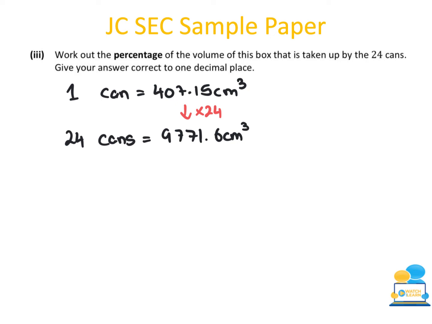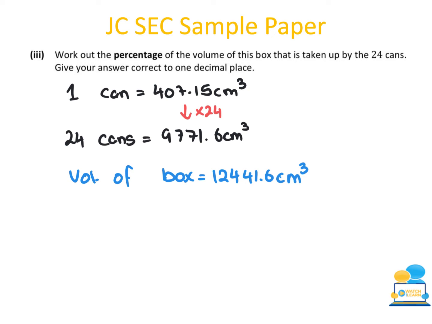Now we know the volume of the 24 cans, and from the previous question we have the volume of the entire box, and that was 12,441.6 centimetres cubed. So the question wants us to write a percentage of the volume that the cans take up in terms of the box.